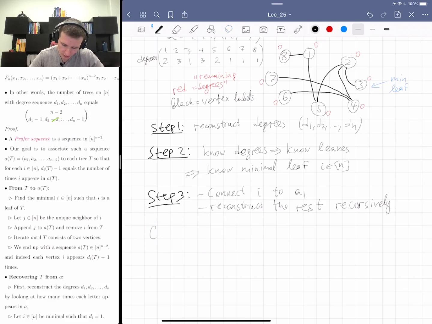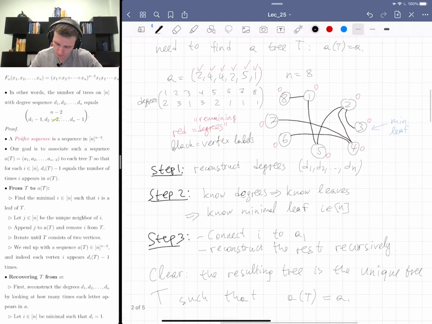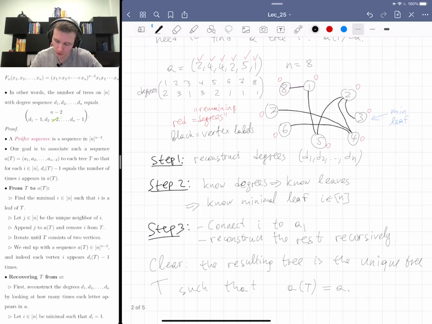So what is clear is that the resulting tree is the unique tree T such that A of T was equal to A. So I have constructed a bijection which produces a tree. Cool. Okay, thank you. I agree.